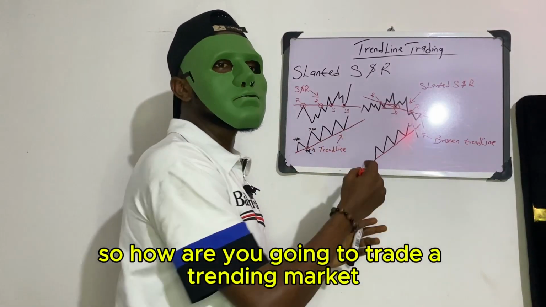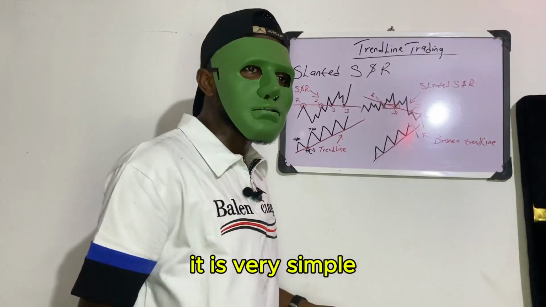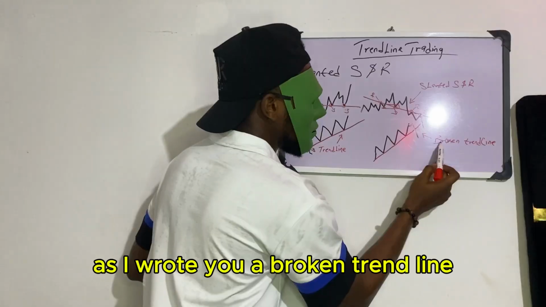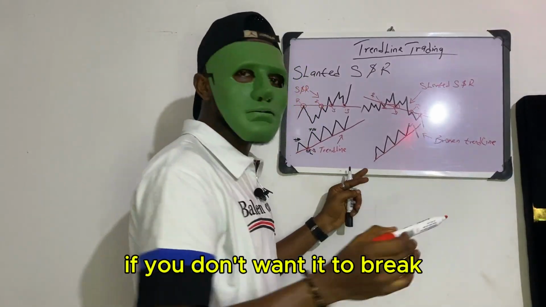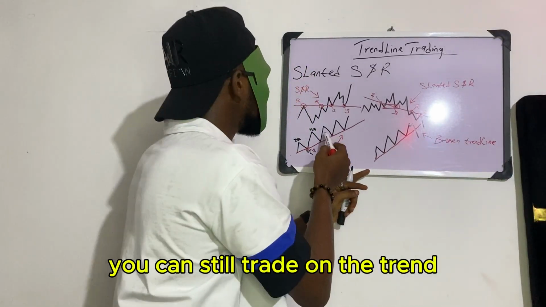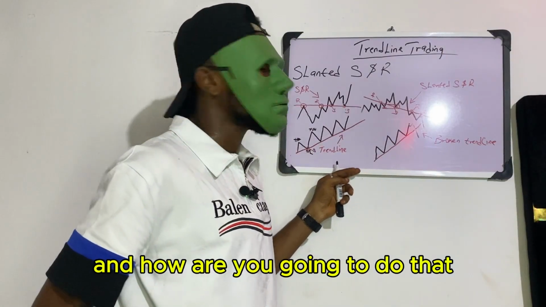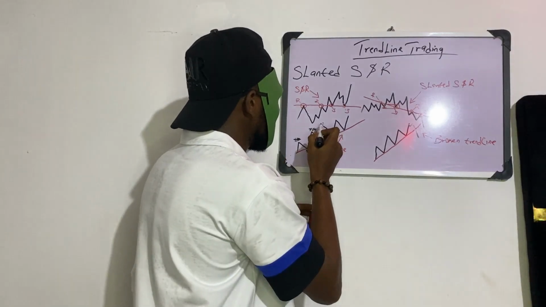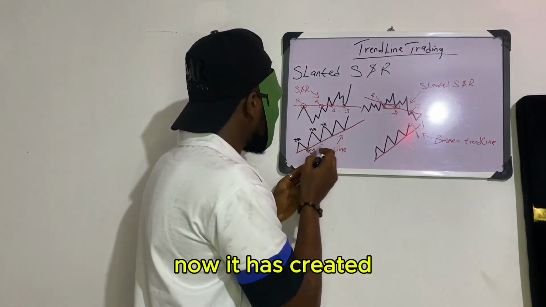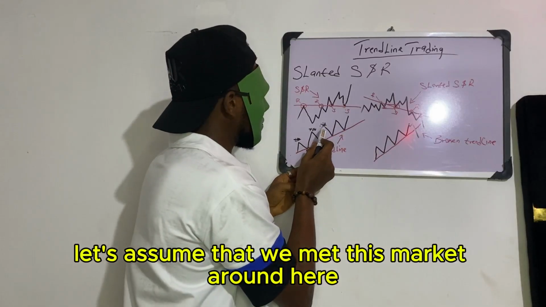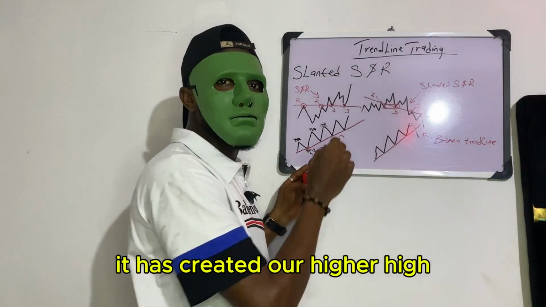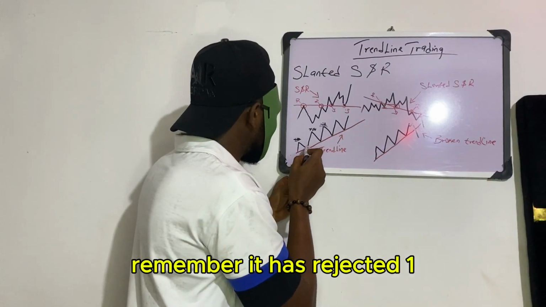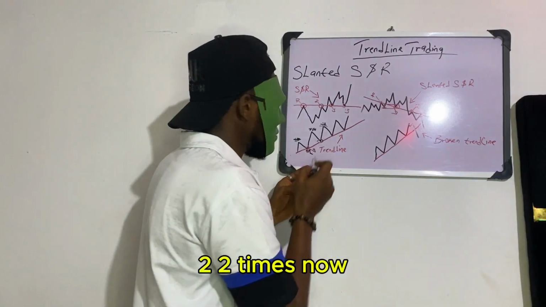So, how are you going to trade a trending market? It is very simple. If you don't want to wait for this trend to break, as I wrote here, broken trend line, before you trade on the retest, you can still trade on the trend. And how are you going to do that? When it is creating your higher highs and your higher lows, let's assume that we met this market around here. It has created our higher high. Now, I want to trade this trend. Remember, it has rejected two times now.